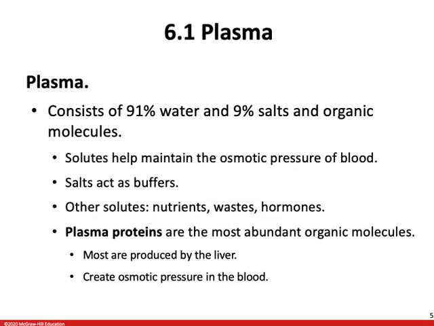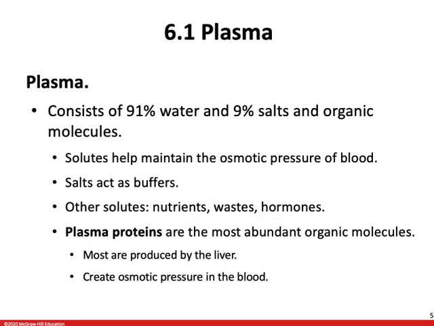Now, plasma is pretty interesting. Plasma is going to consist of 91% water and about 9% salts and organic molecules. And the solutes help maintain the osmotic pressure of blood. The salts can also act as buffers, so they're going to help us maintain our standard pH. There are other solutes in there: nutrients, wastes, hormones. Those are all going to be the transportation molecules, or the molecules that are going to be transported throughout the body.